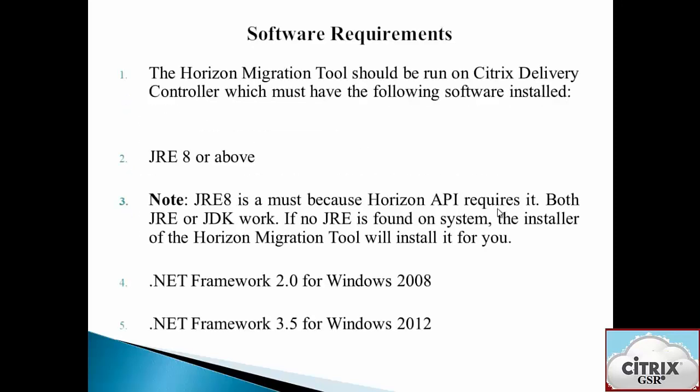Then this is a software requirement. We need to run the Horizon migration tool on the Citrix delivery controller to export the application details into Horizon View. Also, before running the migration tool, we should make sure that JRE 8 or a higher version is installed on the controller, because this is a prerequisite to run the migration tool, JRE and JDK.